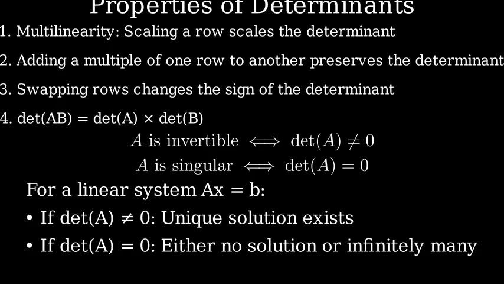A system with a non-zero determinant has a unique solution, while a system with a zero determinant either has no solution or infinitely many solutions.